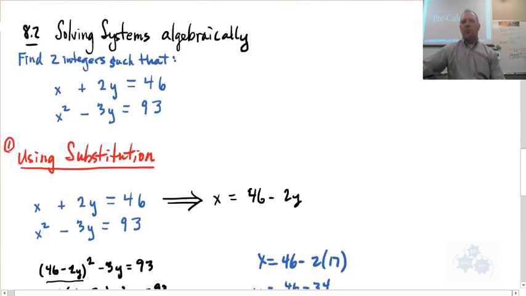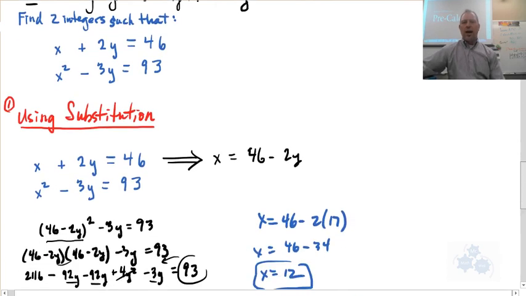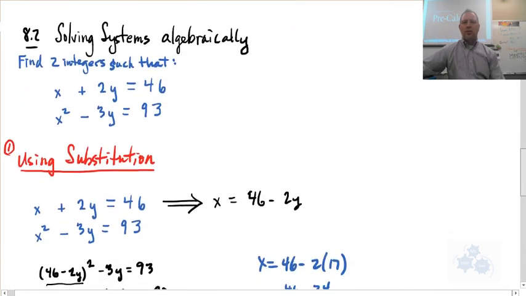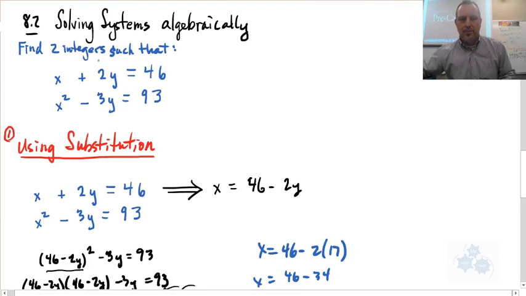Solving systems algebraically. Okay, it's easy to solve graphically, right? We're not going to talk too much about that. You just plot them and find the intersection points. But solving algebraically looks like this. You could use something called substitution. This is a straight line and this is a parabola.